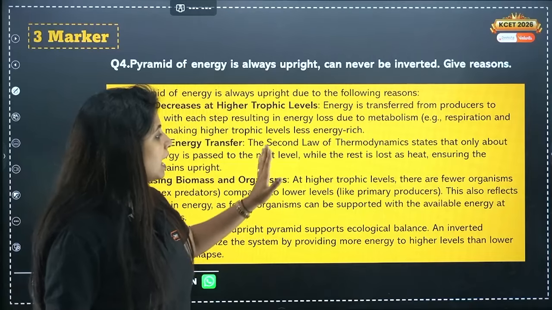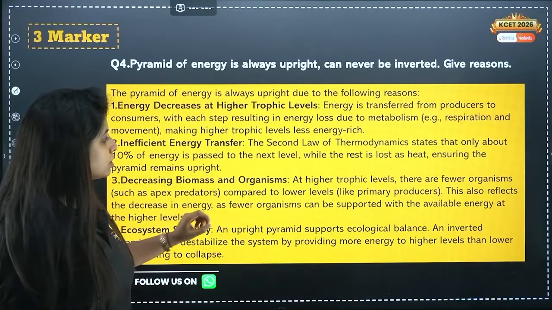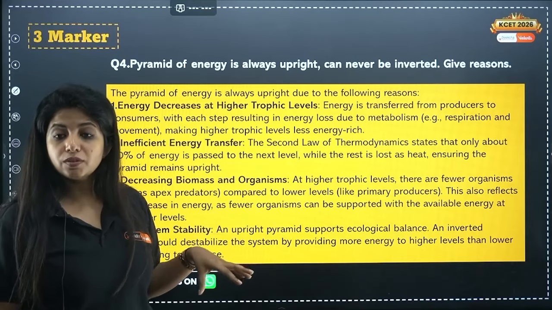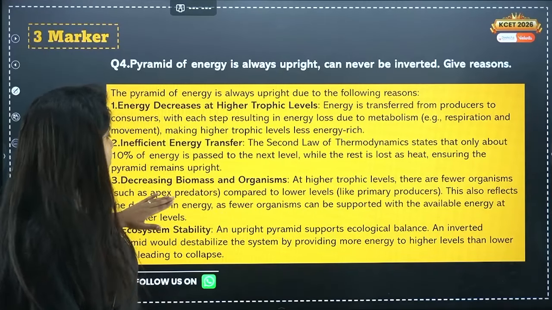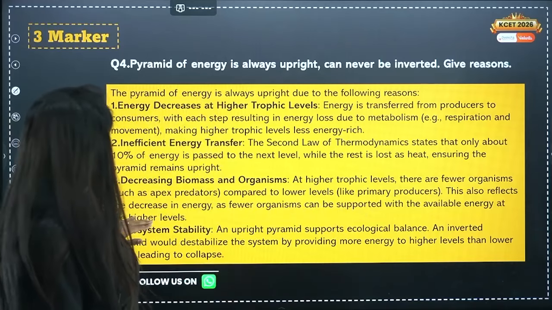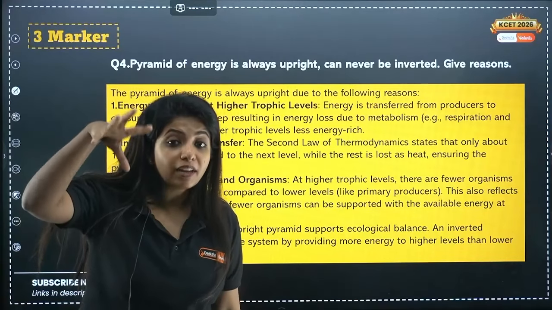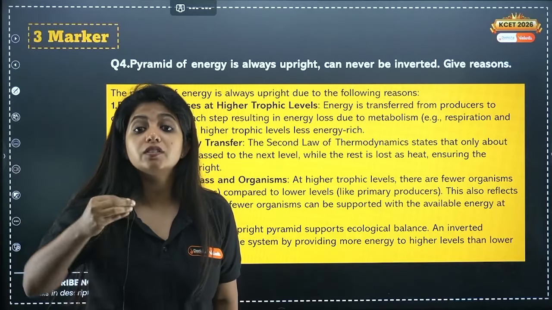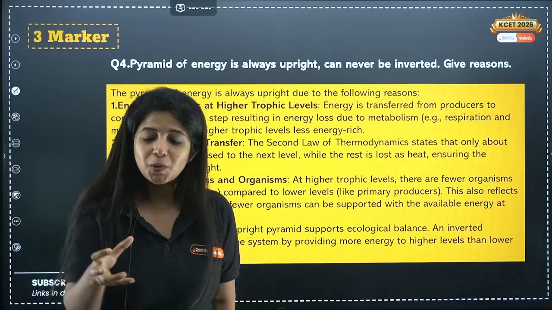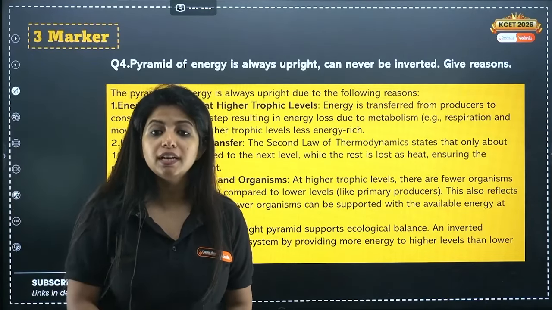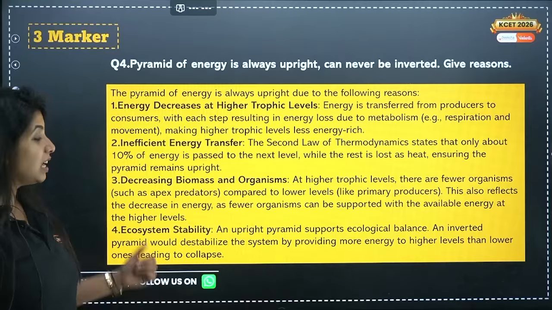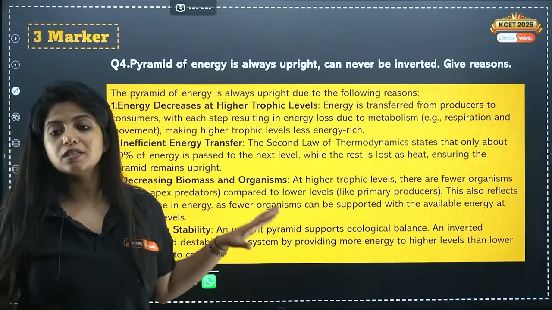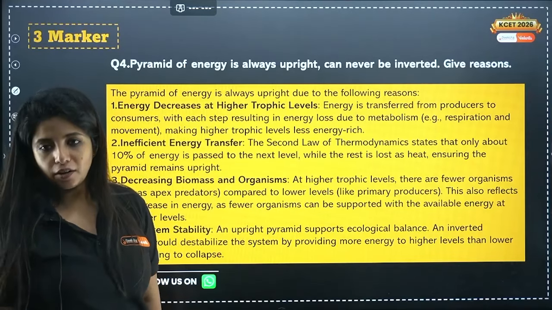Decreasing biomass in organisms. At higher trophic levels, there are only fewer organisms compared to lower levels. Listen, at higher trophic levels, there are only few organisms such as apex compared to lower levels. This also reflects the decrease in energy. Why do we see very less number of tigers out there? Because obviously only those can survive with a little amount of energy that is being transferred. So it shows that there is not much energy being transferred to the apex predators. Now, ecosystem stability. An upright pyramid supports ecological balance. An inverted pyramid would destabilize the whole system. So at least write the 3 points, that would be more than enough.